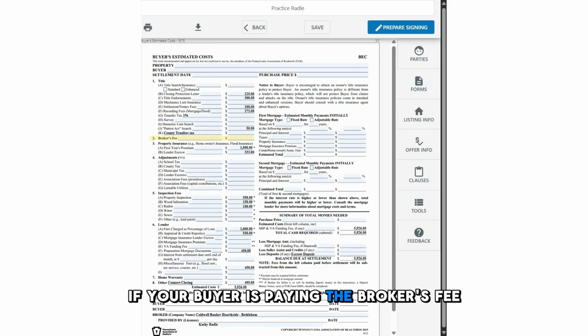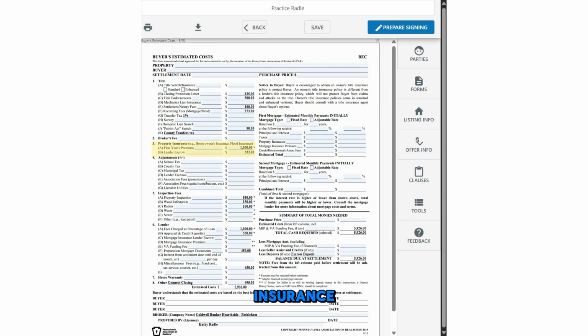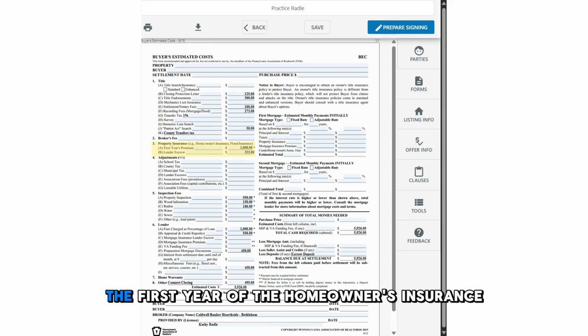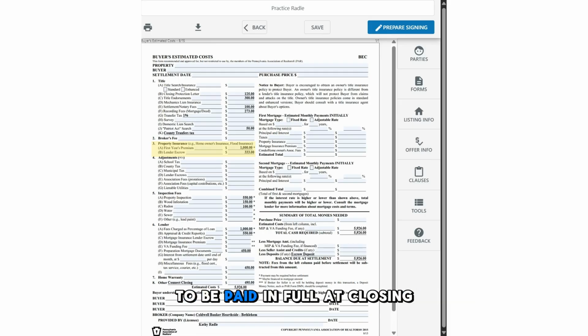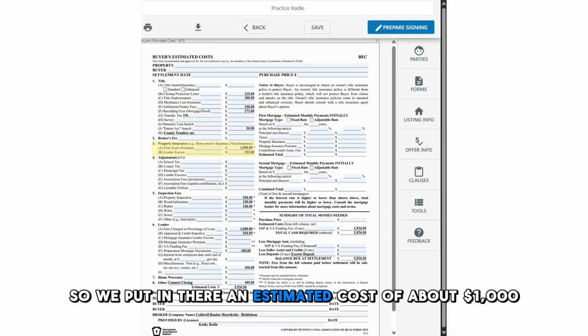If your buyer is paying the broker's fee, don't forget to include that as well. Next, we have the homeowner's insurance premium. Lenders are going to typically require the first year of the homeowner's insurance to be paid in full at closing. So we put in there an estimated cost of about $1,000.